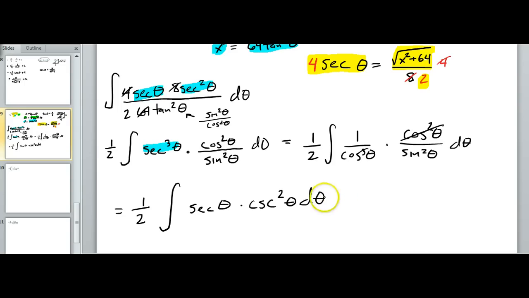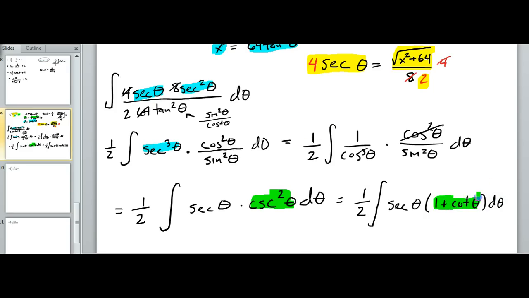Now I'm going to use a Pythagorean identity right here. The cosecant squared theta. If you recall your Pythagorean identities, cosecant squared is 1 plus cotangent squared. So I'm going to say that this all is 1/2 the integral of secant theta times 1 plus cotangent squared theta d theta.